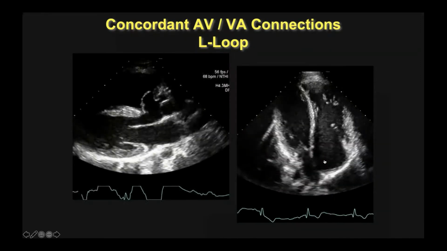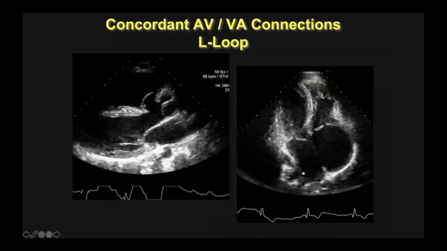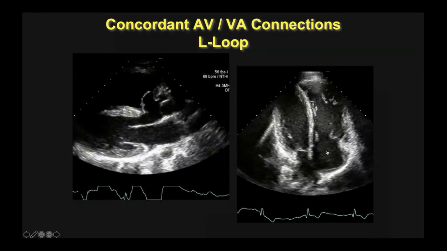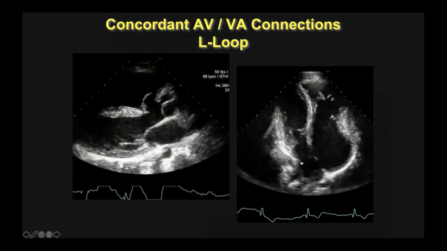And if you go now to these views, you know this patient has situs inversus. It means that's the right atrium, which is on the left, and the left atrium, which is on the right.